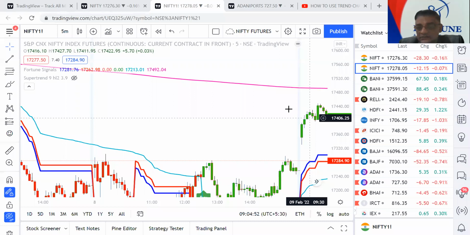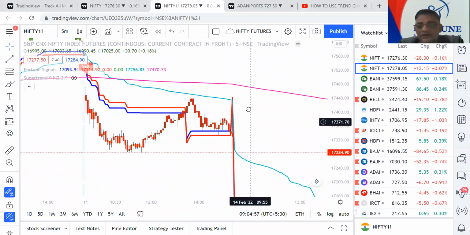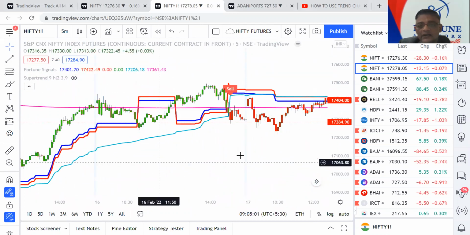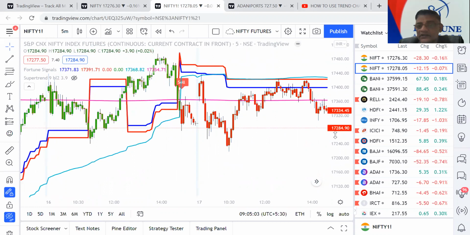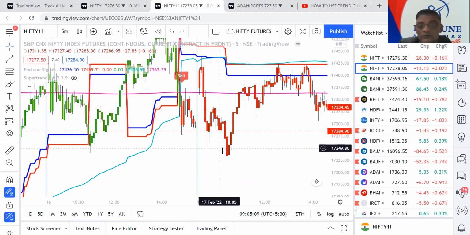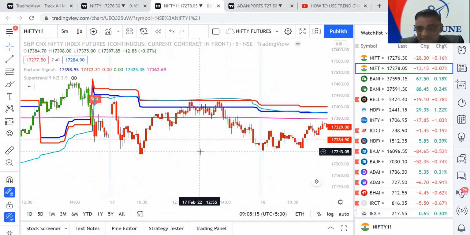So last so many days, there has been a lot of movement in the market, and this indicator kept us very cool. Even yesterday, this gave a sell call on 16th February. So this became a genuine sell because the candle closed below. So we will not buy unless and until we get a buy signal.